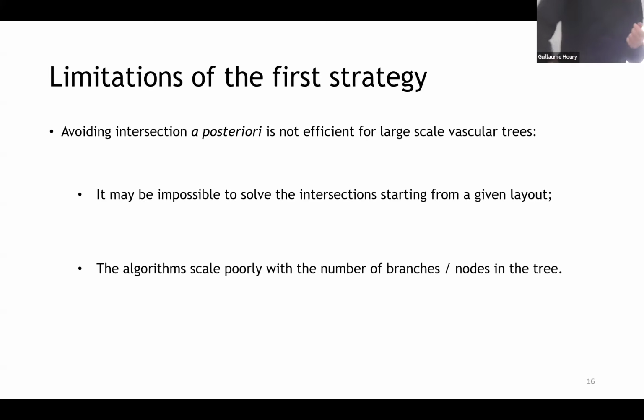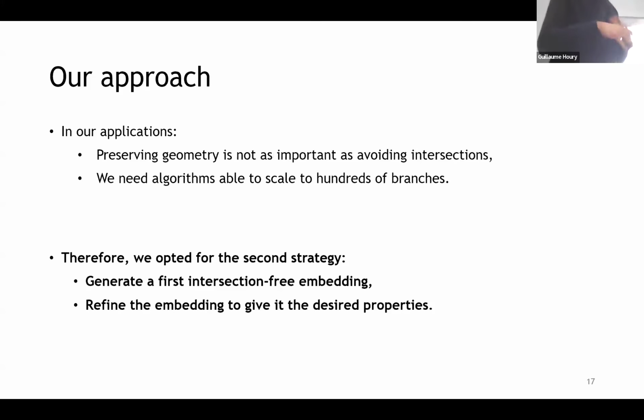So for these reasons, and since in our case our vascular trees are so dense that trying to preserve the geometry quite exactly doesn't make sense, we rather use a second strategy where the intersection-free constraint is satisfied by design, and where we focus on the geometry in a second time by trying to refine a first guess for the planar embedding.